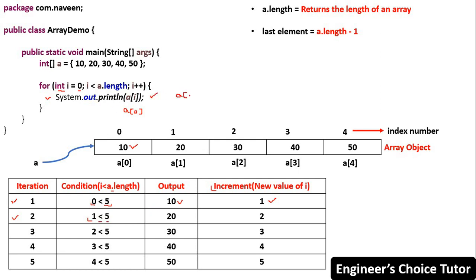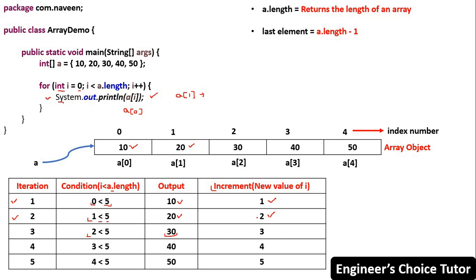So a[1], that is what? a[1] is what? 20. So you will get 20 in the output. Alright. Then increment the value of i. So earlier it was 1, so it becomes 2. Now the condition check. See, 2 is smaller than 5. Yes, 2 is smaller than 5. So again, what will happen? This statement is going to execute: System.out.println(a[i]).